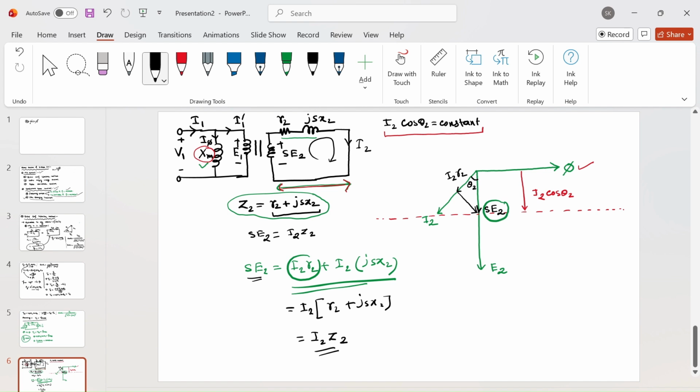So you have this phasor now. And the cosine component here, which I have marked in red, is I2 cos theta 2. Whatever EMF voltage you inject, the cosine component of the rotor current should be parallel to this red one, I2 cos theta 2. This is the important point that you have to keep in mind. I hope it is clear. Now let me erase these things.